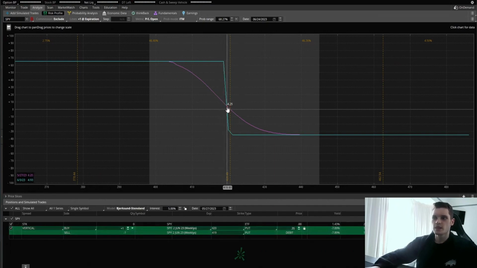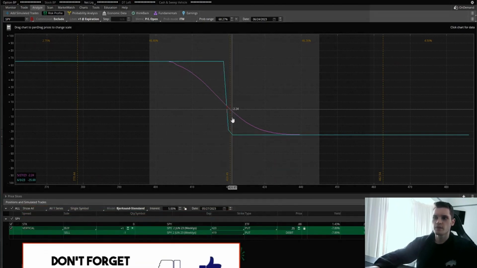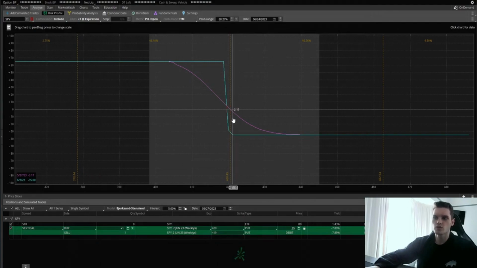Now what we can see is if it goes above $422, or $421.25, that's going to be our max loss of 35 cents. And if it goes below $418.75, that's going to be our max win of $65. So firstly, we can see what our risk to reward is.